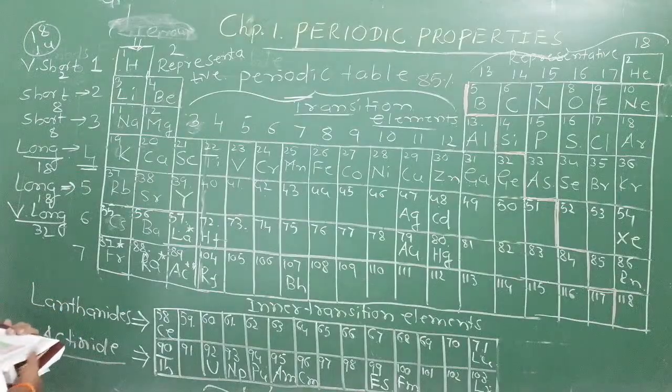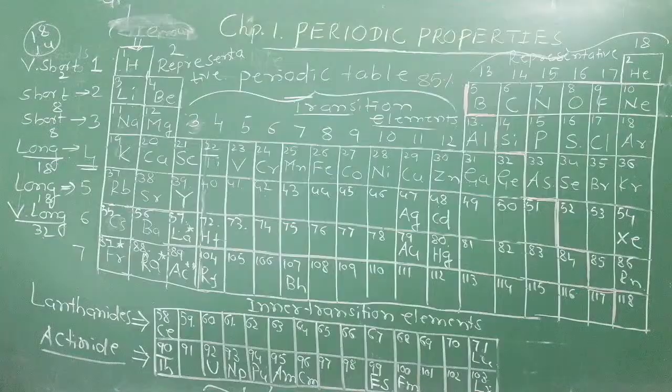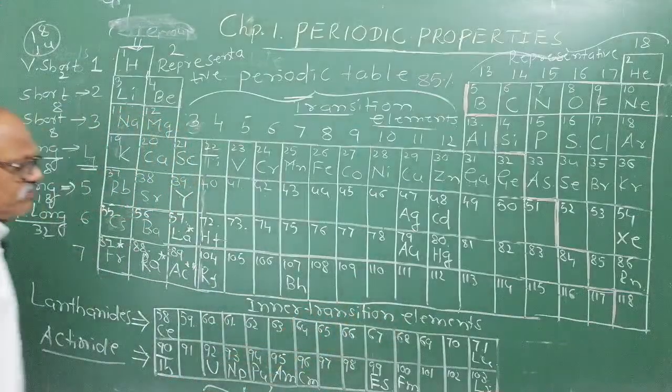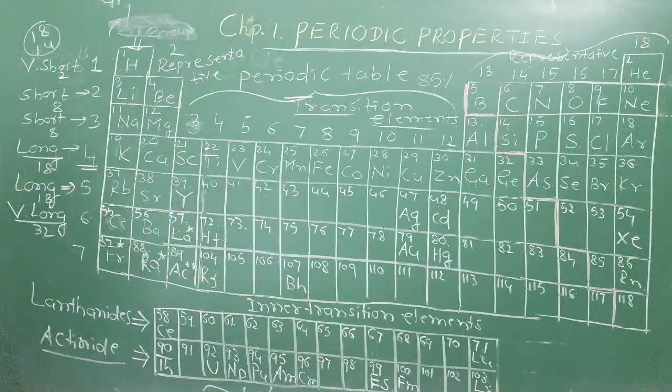Right? So they are after element with atomic number 90. Most of the naturally occurring elements are up to 90 only. After 90, the elements are obtained during research. Right? So all the 118 elements are named.